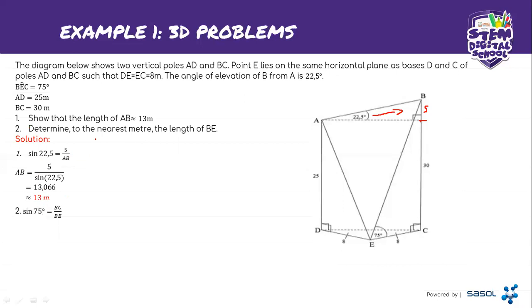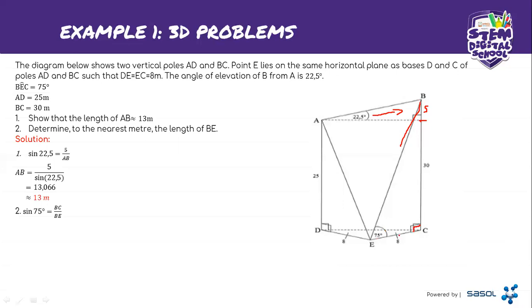Now the second question: determine, to the nearest meter, the length of BE. Where is BE? You can see here is BE, this side is BE. Then you can see we've got a triangle there, which is BCE, and we have the length of BC, which is 30. We also have the angle there, which is 75. If we have that, then we can calculate using the trig ratios, because this triangle BCE is a right angle triangle, since it has 90 degrees down there.